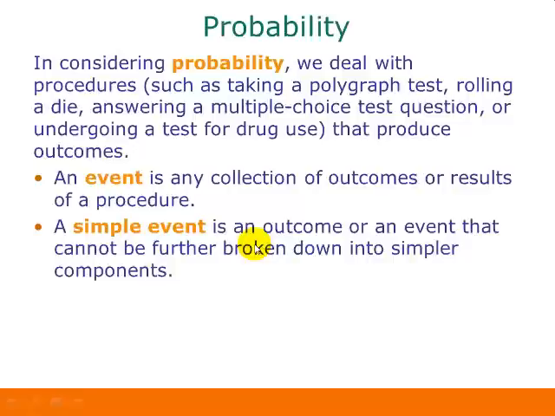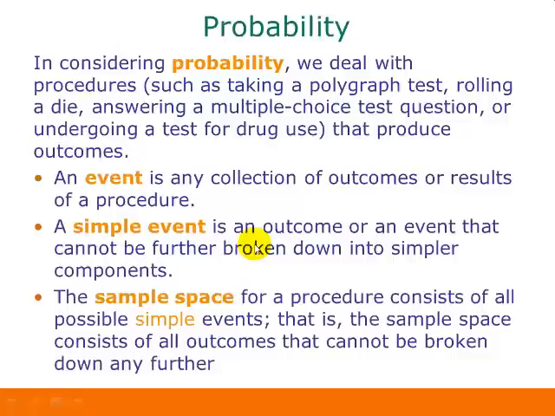A simple event is an outcome or an event that cannot be further broken down into simpler components. And the sample space for a procedure consists of all possible simple events. In other words, the sample space consists of all outcomes that can't be broken down any further.